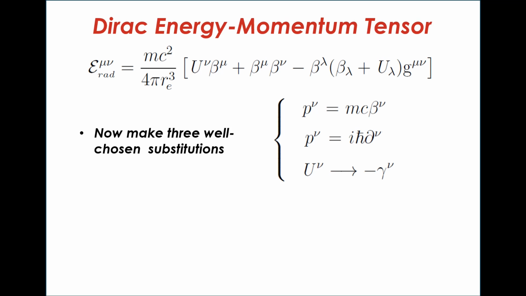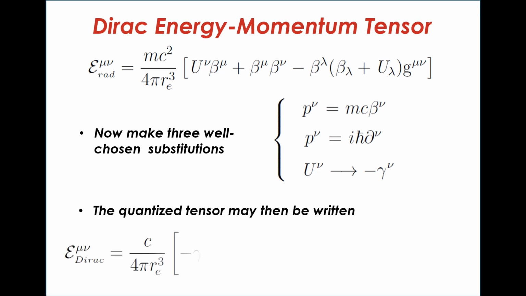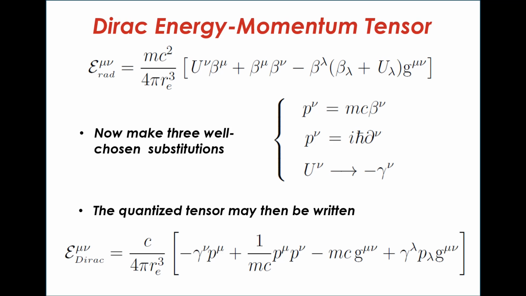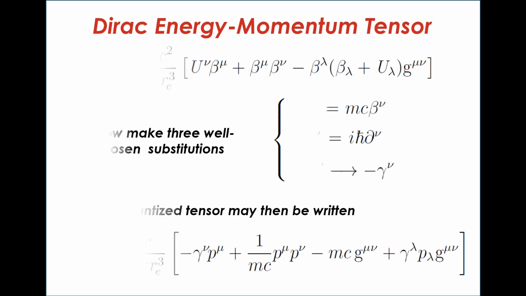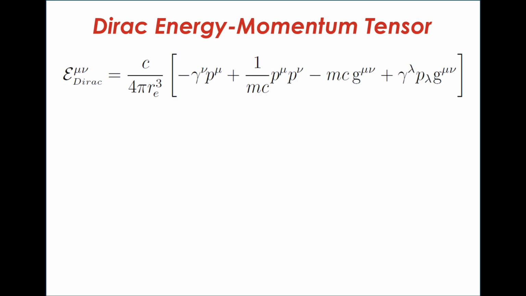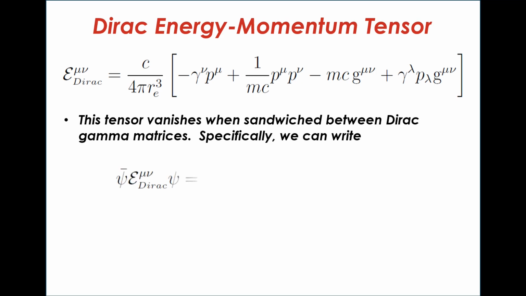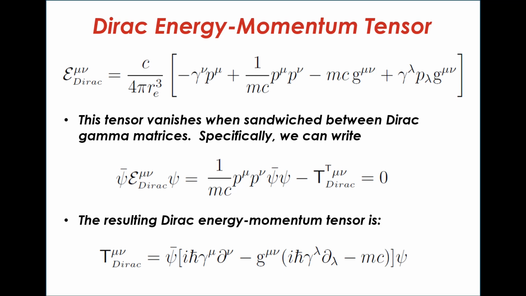Here we are replacing the covariant space-like vector with a set of Dirac gamma matrices. When we do this, it's easy to show that the quantized tensor becomes a new tensor we are calling E mu nu sub Dirac. Now let's apply Dirac spinors to both sides of E mu nu sub Dirac. When we do this, we find that the resulting tensor is 0. Moreover, the sum of all the terms that make this tensor 0 is an equation for the transpose of the Dirac energy momentum tensor, and we can write this tensor according to the formula shown here.